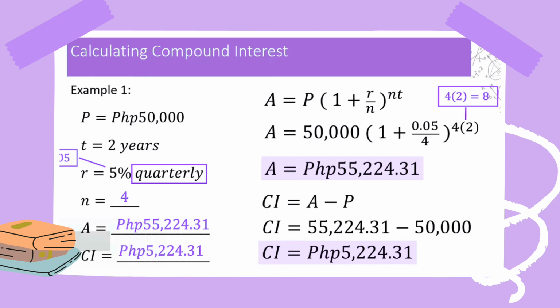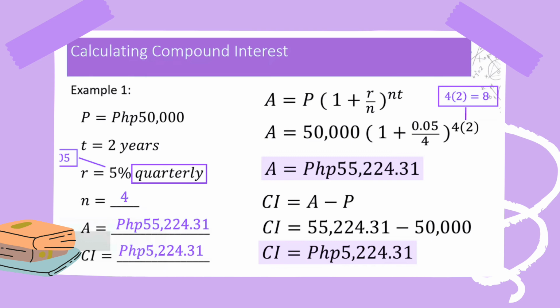And substitute tayo ng value. So, P is 50,000. So, ang principal is 50,000. Ang R naman is 0.05. Letter N is 4. Then, letter T is 2.